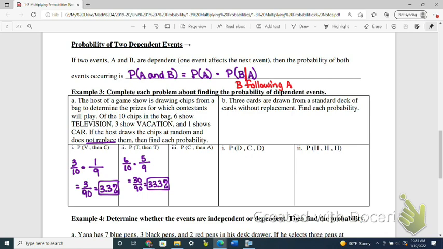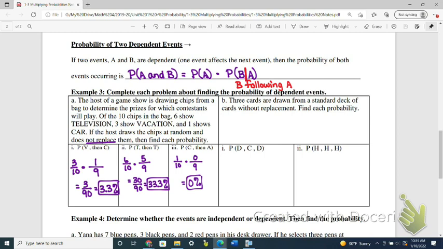C then A. So the probability of getting a car is 1 out of 10 times, well, what's A? There was no A. It was television, vacation, car. So you can't pull an A. There is no A. So that's 0. So this is a 0%.